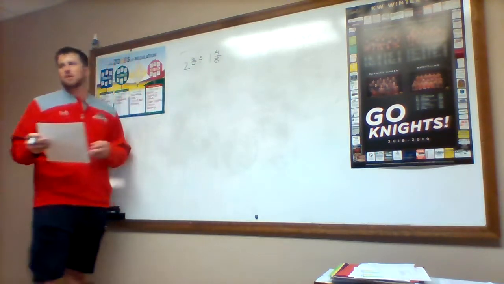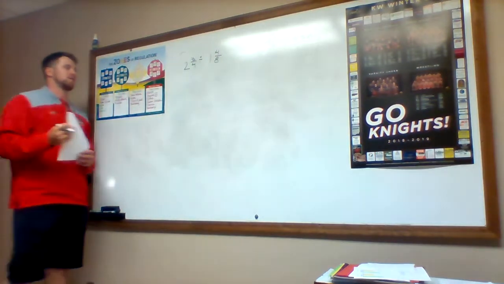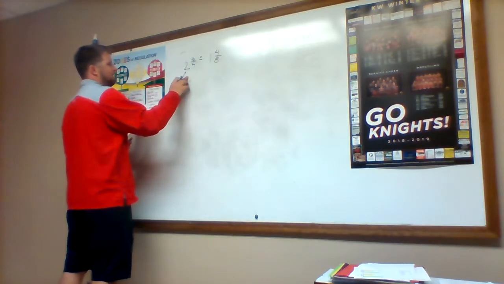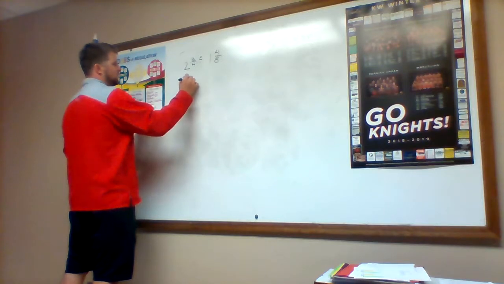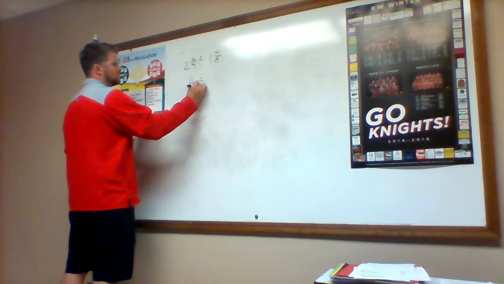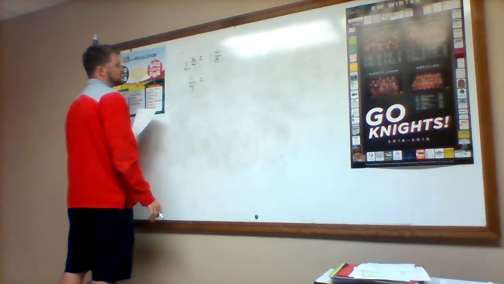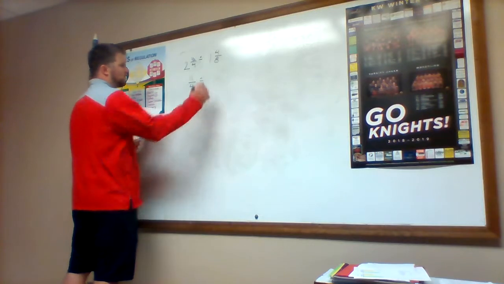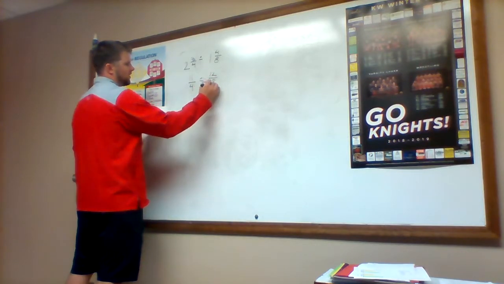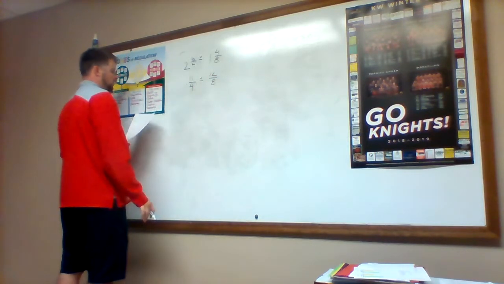Now, we have two mixed numbers, meaning we have to turn them into fractions. The first one, 2 times 4 equals 8, plus 3 equals 11, 11 over 4 for our first one. Good. And our second one? 8 times 1 equals 8, plus 4, 12 over 8. Now, can we divide them right away? Why can we not?